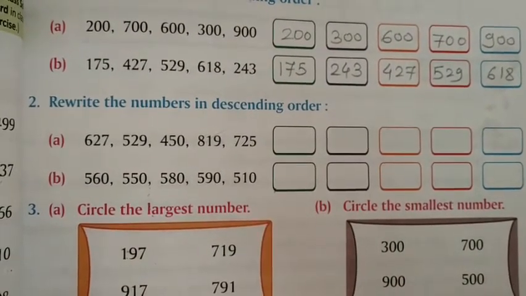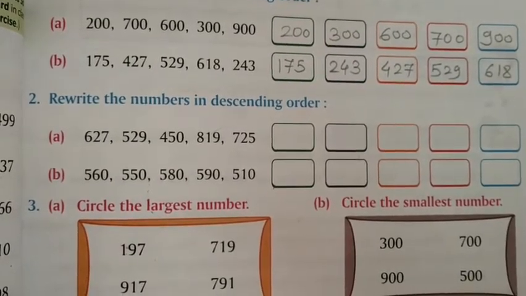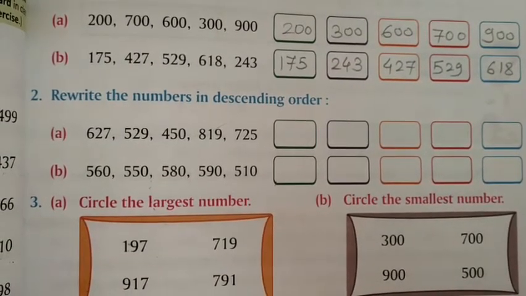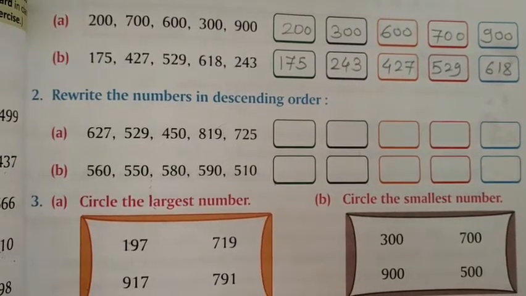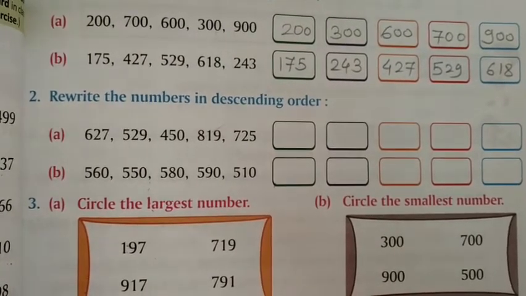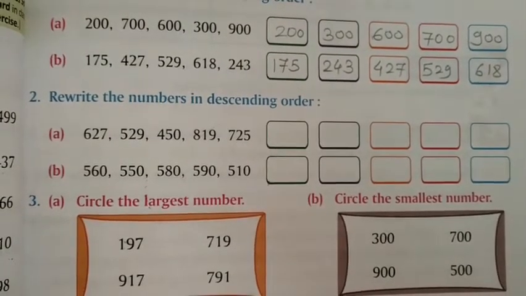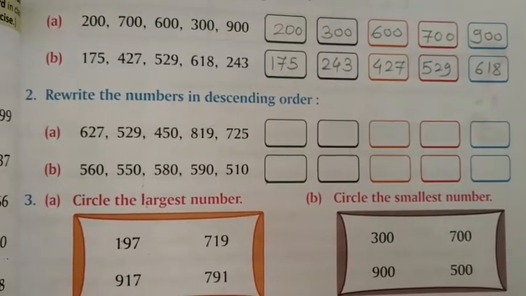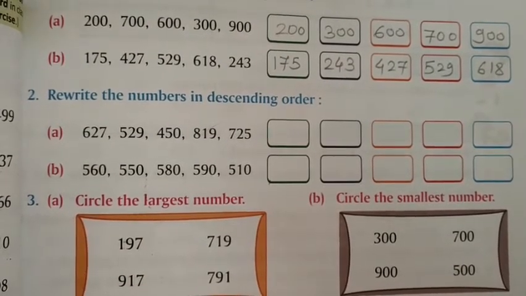Okay, next. Second question. Rewrite the numbers in descending order. A. I read the first numbers: 627, 529, 450, 890 and 725. So, descending order is from the biggest number to the smallest number. Which is the greatest number?